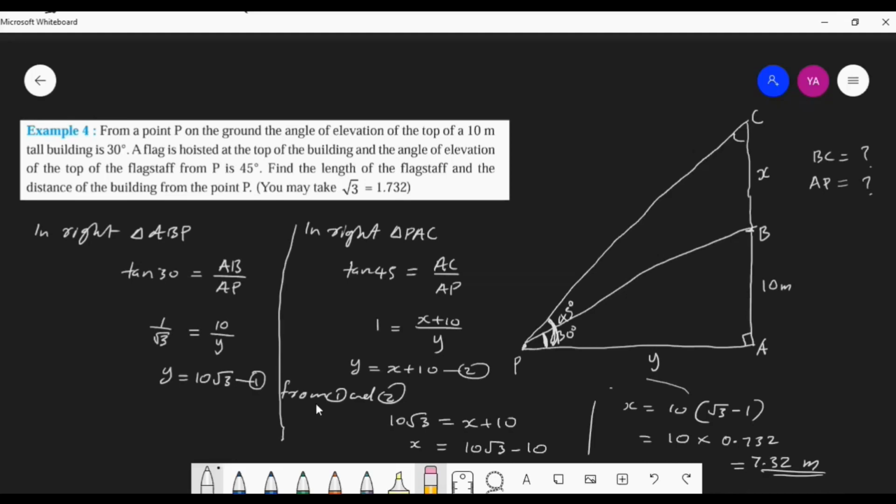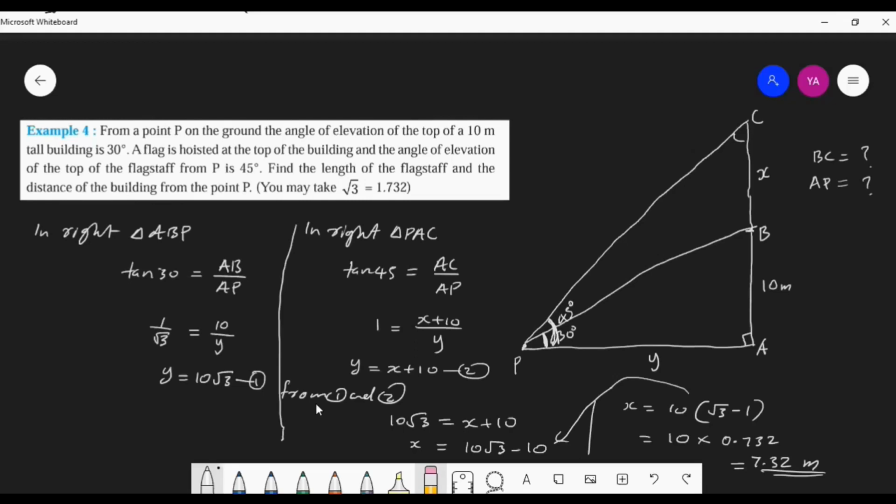Just think of the reverse step: 10 into root 3 is 10 root 3, and 10 into 1 is 10. In the next step, we give the approximate value that is given in the question, root 3 is equal to 1.732 approximately. So we apply that value here: root 3 is 1.732 minus 1. If you subtract 1 from 1.732, we get 0.732. Then multiplying by 10, we move the point one place to the right, so we get 7.32 meter.